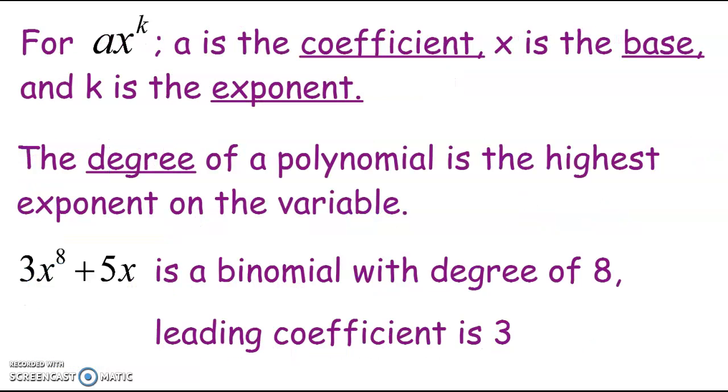For ax to the k, a is a coefficient. So the number out in front is called the coefficient. And then x is the base and k is the exponent. The degree of a polynomial is the highest exponent on the variable. So 3x to the 8th plus 5x is a binomial with degree 8. Leading coefficient is 3. Find the one that has the highest exponent. That's also going to be the one that goes with the leading coefficient, because you want to have your function or expression in standard form.